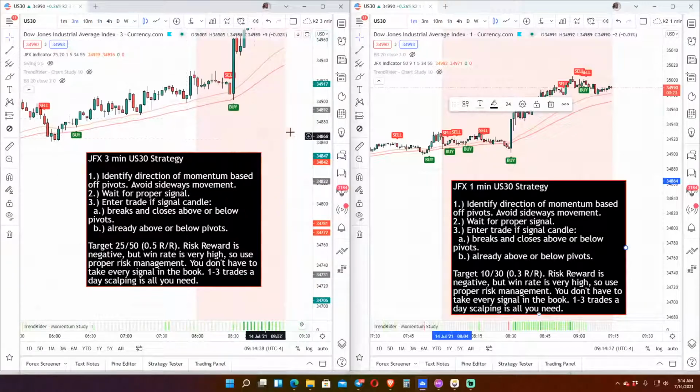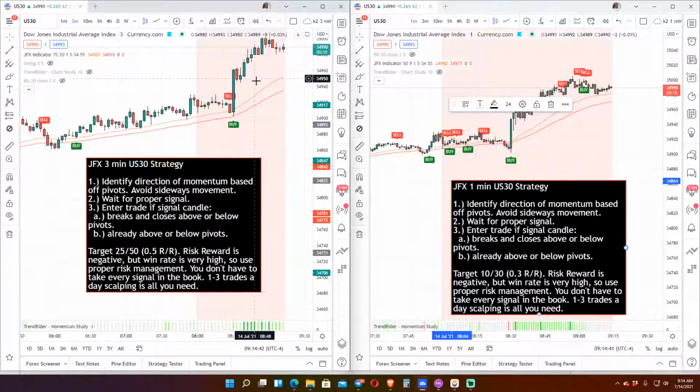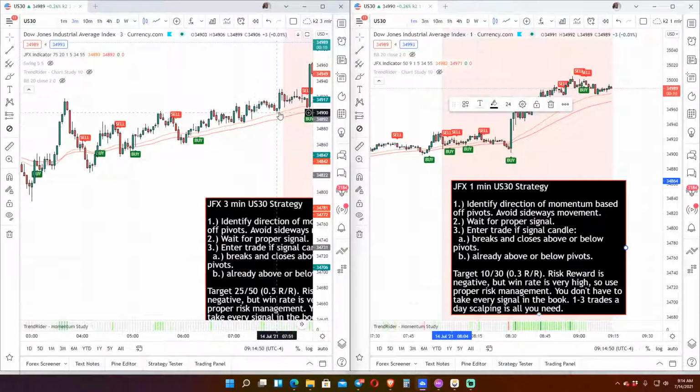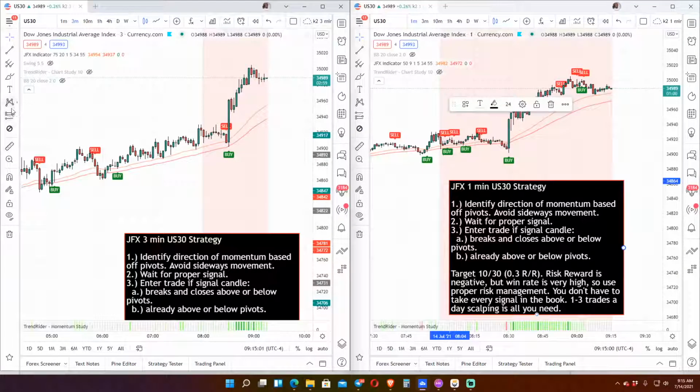So basically the strategy is this. Number 1 says identify direction of momentum based off the pivots. We always want to avoid sideways movement. What I mean by that is if you look at the pivots here, for example, on this 3 minute, these two pivot lines here are angling up.